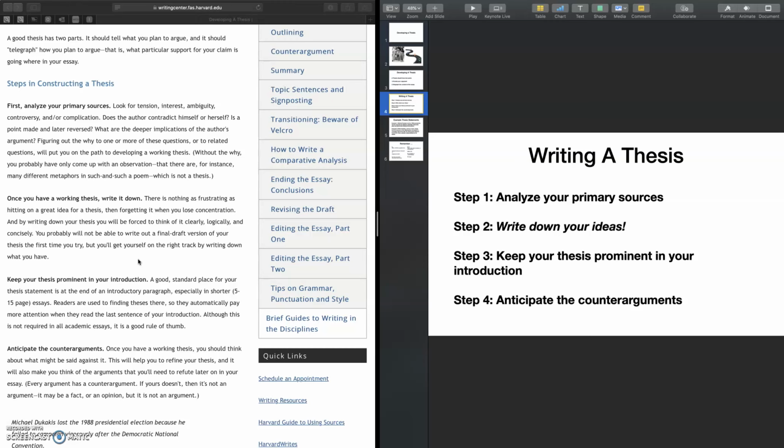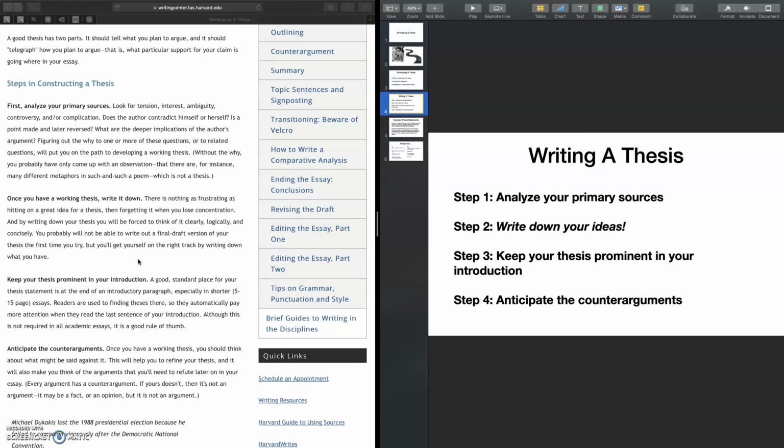Once you have a working thesis, write it down. Make sure that you capture the ideas that come to mind for your thesis before they have a chance to slip away. Writing down your thesis also forces you to consider it clearly, logically, and concisely. Remember, this does not need to be the final version of your thesis.